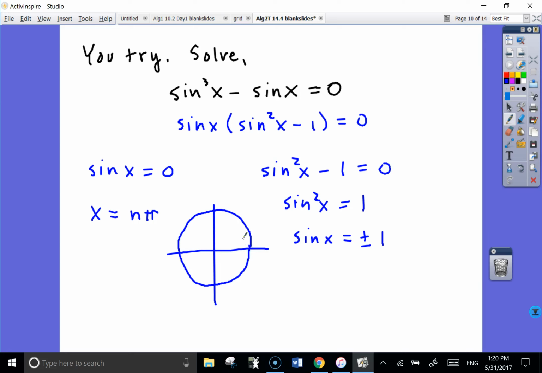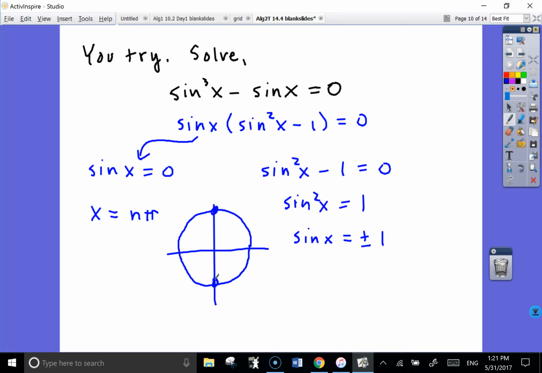Right, so if you factor this one, you get sine x times sine squared x minus 1. You did the sine x on the last slide, so we'll leave it at that: x equals n pi. For this one, sine squared x minus 1 equals 0, so sine squared x equals 1, so sine of x equals plus or minus 1. Okay, where does sine equal plus and minus 1?